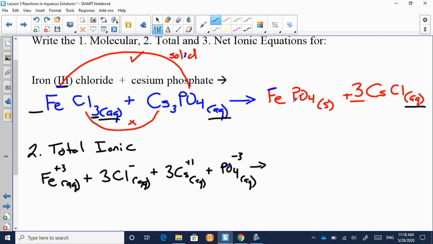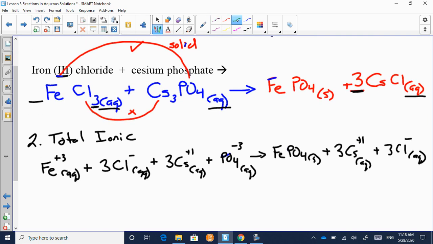Arrow. Now notice for total, I don't break up my solids, so I'm going to just leave it all together. Fe PO4 solid, it stays as a solid, but here I'm going to go plus, and then that 3 out front applies to both of those ions, so it's 3 Cs plus 1 aqueous plus 3 Cl minus 1 aqueous. And let's double check and make sure everything's balanced. 3 Cls, 3 Cls, 3 Cs, 3 Cs, Fe, PO4, perfect. So that is your total ionic equation.